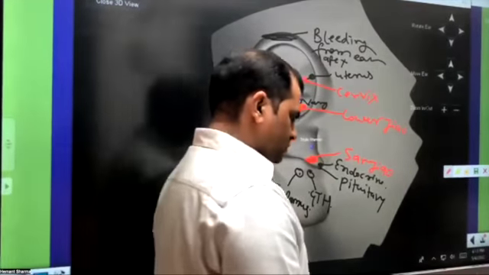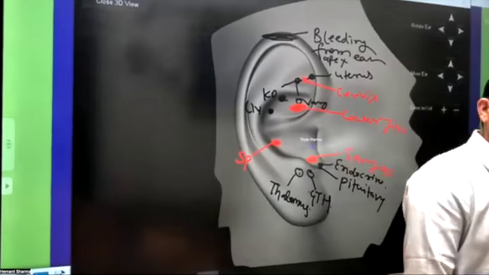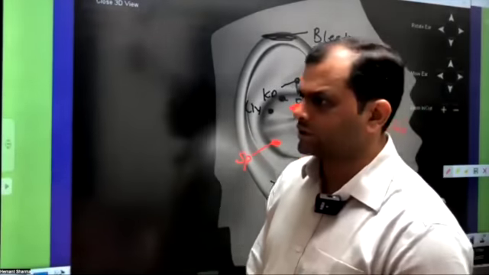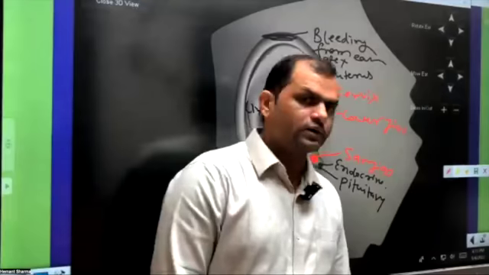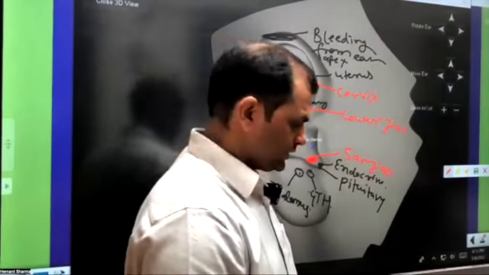If the patient is coming to you with the problem of STD, STD means sexually transmitted disease, you have to do the same treatment.